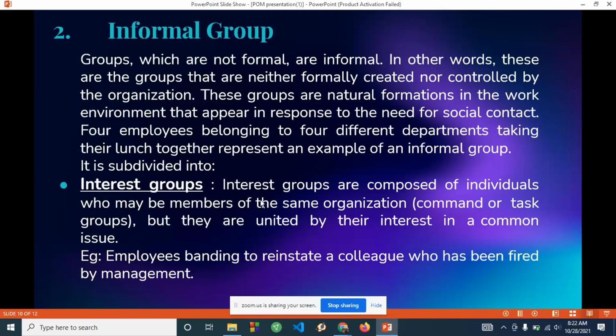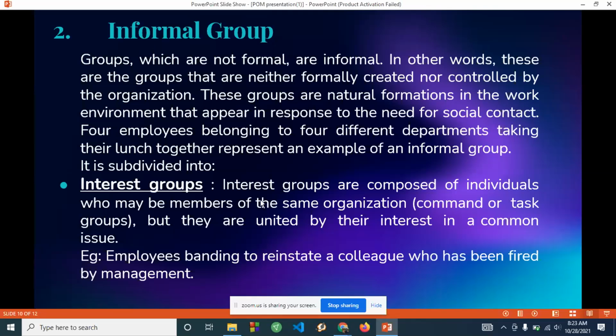We can take an example: in an organization, if we are sitting somewhere and we meet someone, there might be a creation of an informal group. It is stated that four employees belonging to different categories and departments taking their lunch together represent an example of informal groups. They are not controlled or formed by any organization. They are generated by themselves.